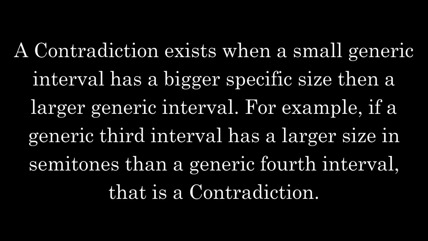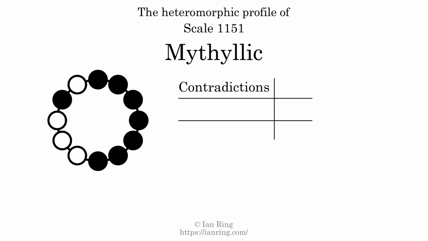A contradiction exists when a small generic interval has a bigger specific size than a larger generic interval. For example, if a generic third interval has a larger size in semitones than a generic fourth interval, that is a contradiction. The number of contradictions in this scale is 90.